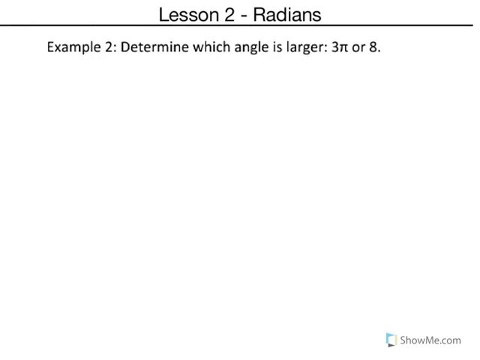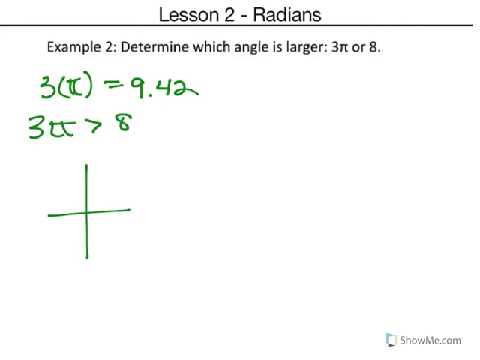Alright, example 2, which is larger, 3 pi or 8? So to convert 3 pi, you would do 3 times pi, which is roughly 9.42. So obviously that number is bigger than 8. So 3 pi is greater than 8. To show it with degrees, you would convert 3 pi into degrees. And this one's easy. So if you have a circle, this is 1 pi, 2 pi, 3 pi. So 180 plus 180 is 360, plus another 180 is 540 degrees.